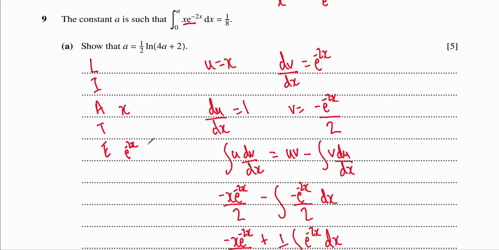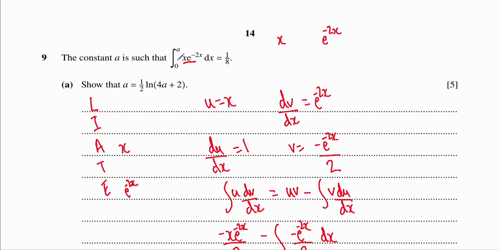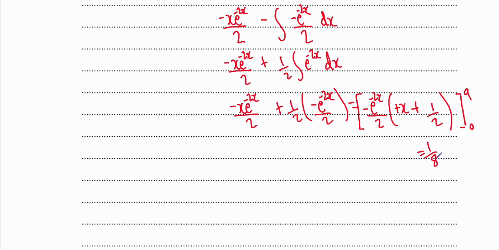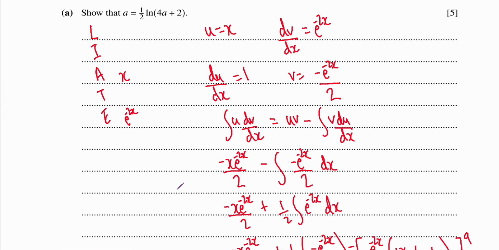But now what do we need to actually do? We found the integral. We need to put in the limits and see, and it's telling us the answer is going to be 1 over 8. So if you evaluate this between a and 0, then you should end up getting 1 over 8. So let's do it, and then we have to find the value of a. It actually tells us what it is, we just have to show that it's true.